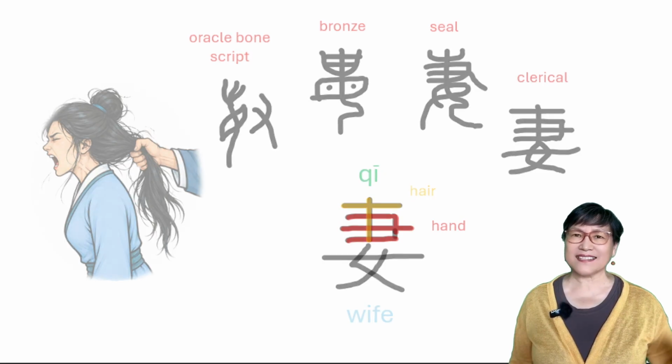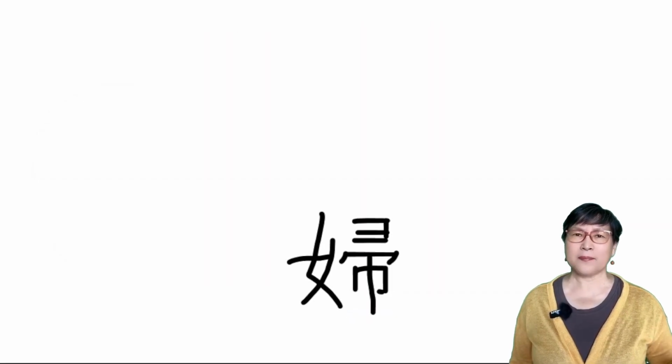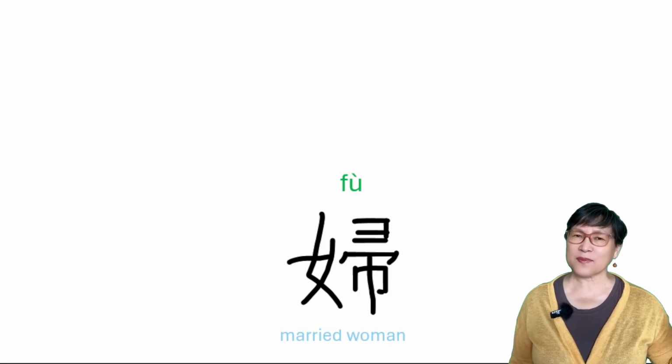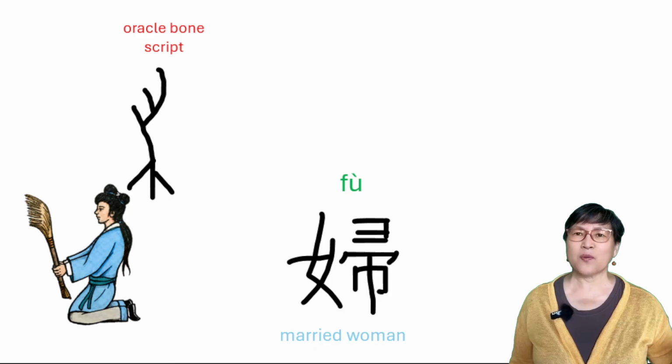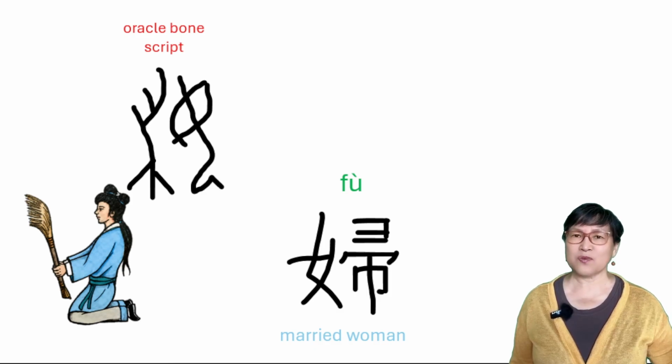Now let's look at another character, 妇, meaning married woman. This character was originally created from two parts. The left part came from the image of a broom, while the right part is 女, woman. So it is a typical meaning combined character. Married women needed to do lots of housework.